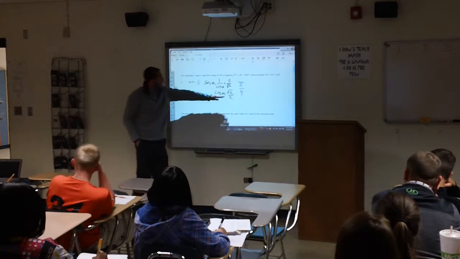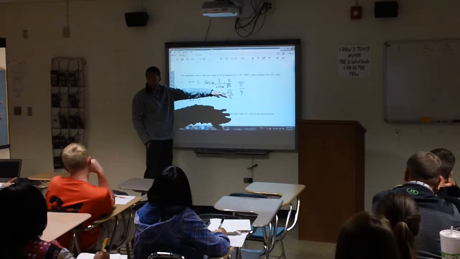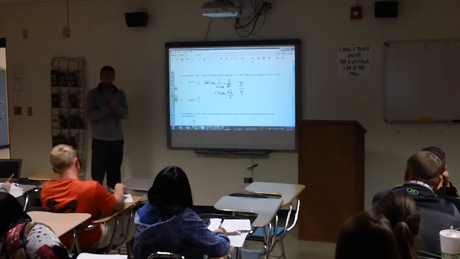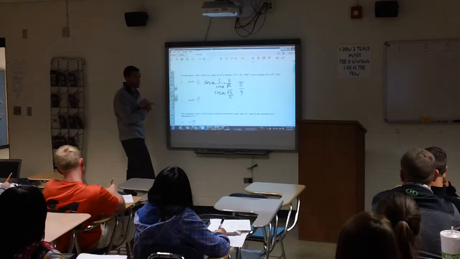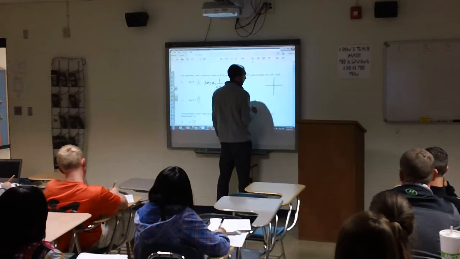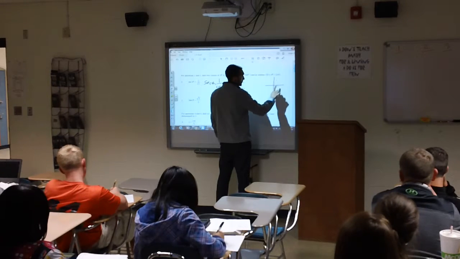Now, it's positive, so what other quadrant is cosine positive in? Remember, cosine corresponds to the x value, so what other quadrant is the x value going to be positive? The fourth. Right? We have my quadrants. The x value is going to be positive if we go to the right, so cosine is going to be positive in the first and the fourth.